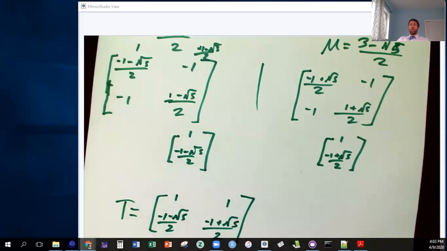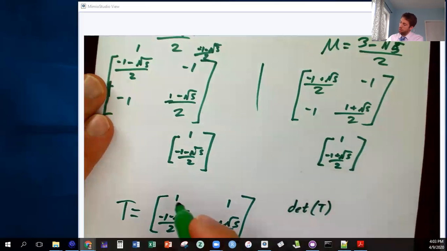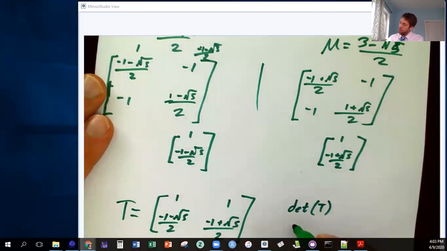Okay, now we've got to find the determinant of T, because we want to find the inverse. So the determinant of T is that term minus that term. So -1 plus square root of 5 all over 2. Subtract this makes both the terms positive, plus 1 plus square root of 5 over 2. So -1 and +1 cancel out, and I get square root of 5.